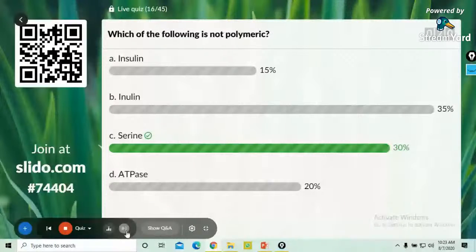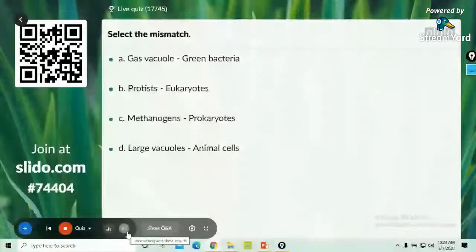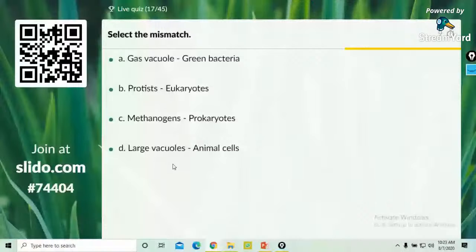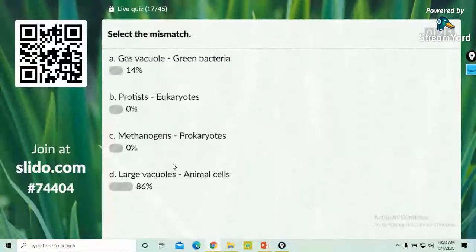17th question. Easy question again. Select the mismatch. Gas vacuole is present in green bacteria. Protista are eukaryotic organisms. Methanogens are prokaryotes. Large vacuoles are present in animal cell.